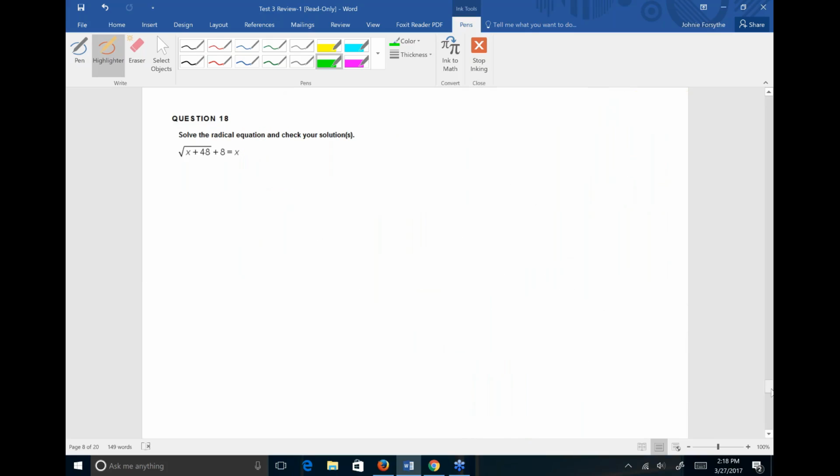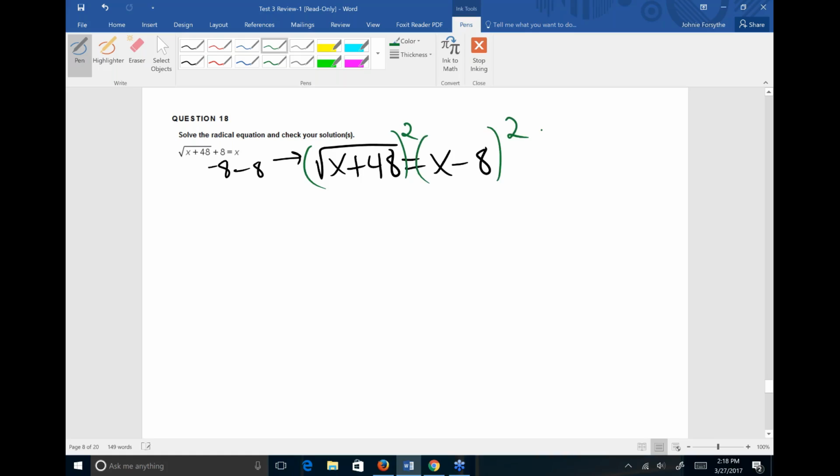Okay, question 18. Solve the radical equation and check your solutions. So we want to get this square root by itself. So let's start by subtracting 8. So I have the square root of x plus 48 equals x minus 8. Now to get rid of that square root, I'm going to square it. But if I square the left side, I must square the right side of the equal sign.